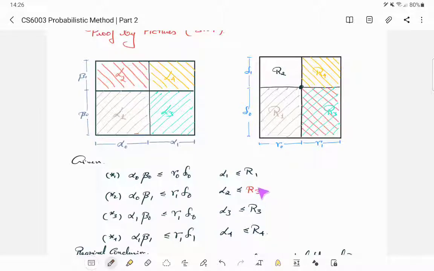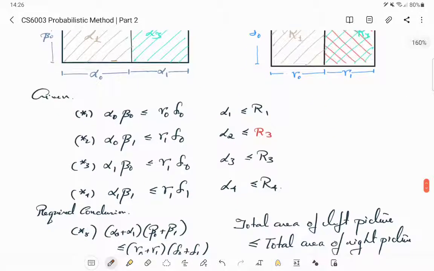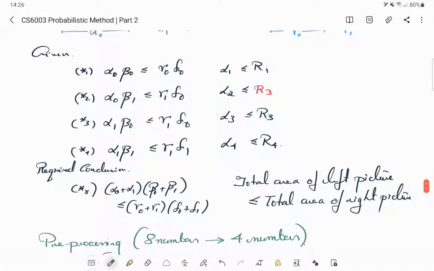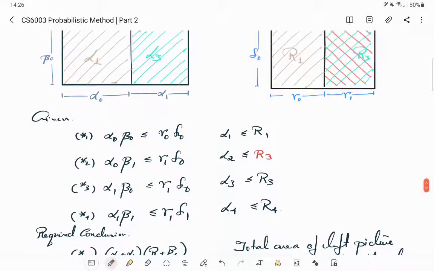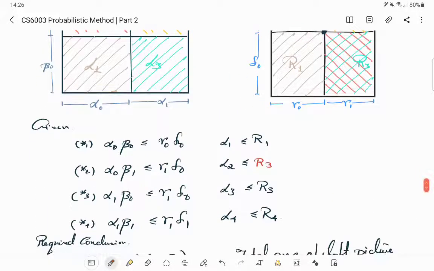If instead of this R3 we had R2, there was nothing to prove. By the way, what do we have to prove? The required conclusion is this, right? Alpha 0 plus alpha 1 times beta 0 plus beta 1, which is nothing but the full area of this rectangle, these 4 pieces added together. That is the left hand side of the inequality we want to prove, and the right hand side is the full area of the second rectangle, gamma 0 plus gamma 1 times delta 0 plus delta 1. So that's what we want to prove.